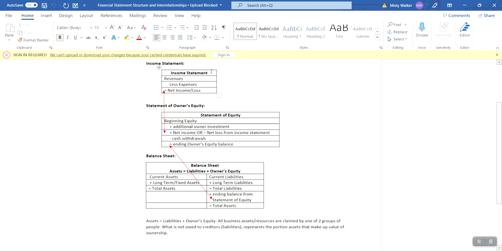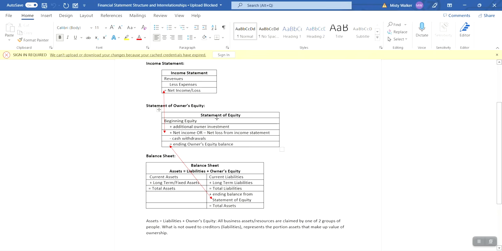For instance, we start with the income statement because you can see there's a direct relationship between the income statement and the statement of equity. We can't prepare an accurate statement of equity unless we prepare an accurate income statement first. And our income statement is going to show revenues minus our expenses to reveal the net income or loss. And that net income or loss is going to show up in the statement of owner's equity.